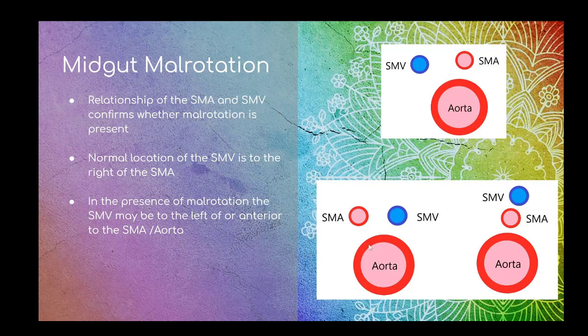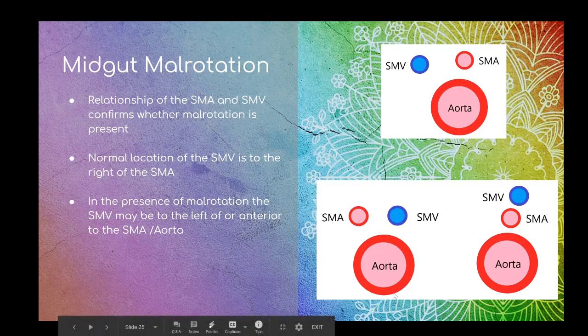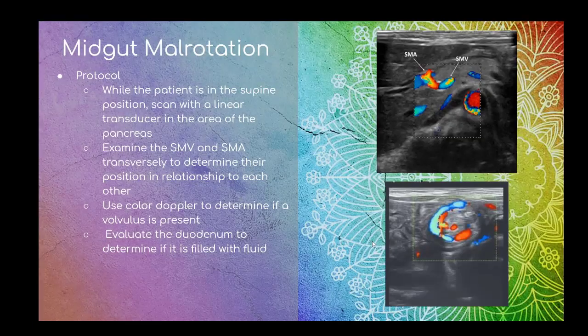So we want to take a quick transverse picture at the midline, looking to see how the SMA and SMV are related to one another. After you've finished your pyloric stenosis evaluation, this is a really quick picture, just put color on. Here we have the aorta. Typically we would expect the SMA to be above it, but look, it's over here, and the SMV is on the other side of it.